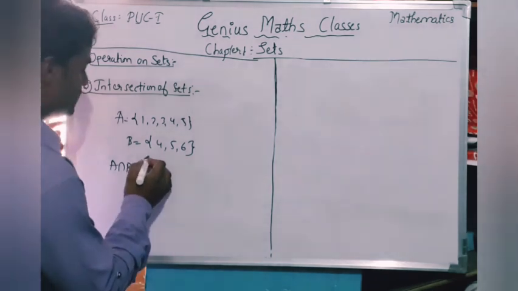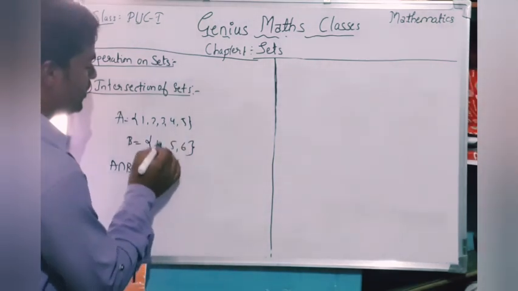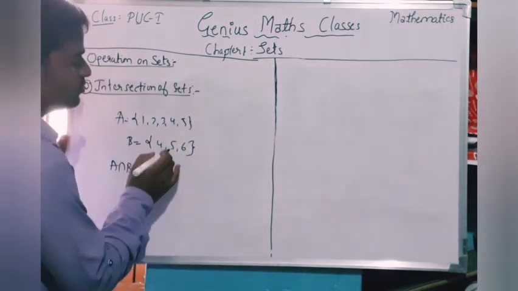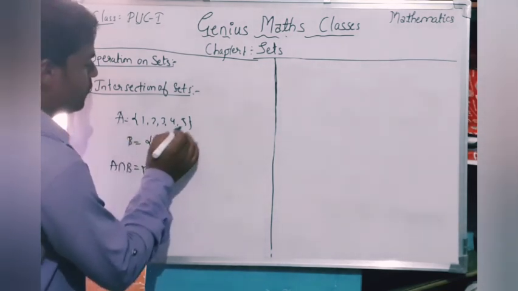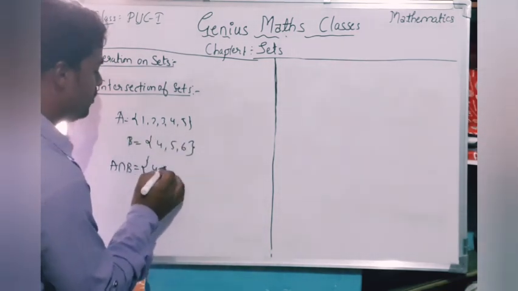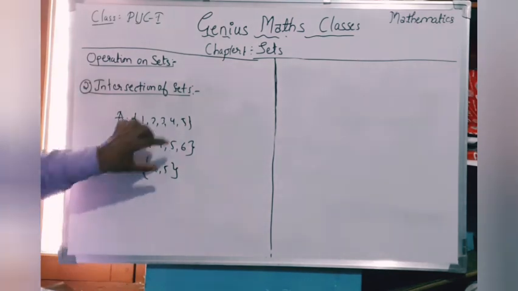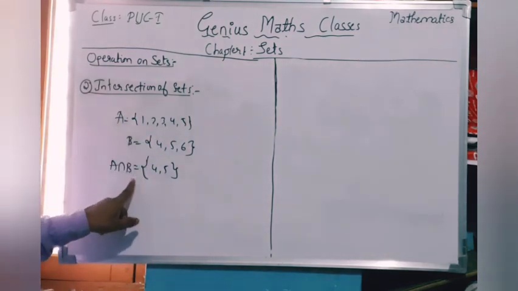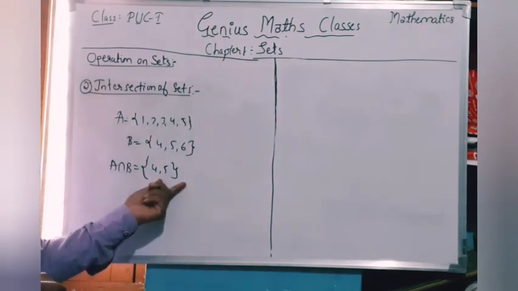can be written as the common elements between these two sets. There are two common elements, 4 and 5. Only 4 and 5 are common between A and B. That is why A intersection B is a new set consisting of 4 and 5.